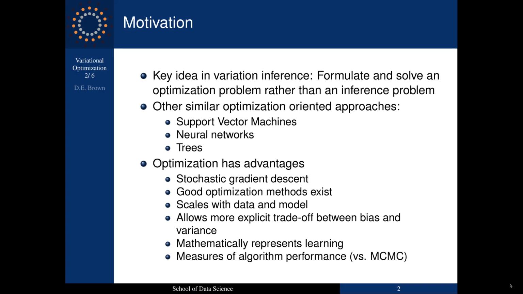We can also explicitly measure algorithm performance. We can look at how close we are to an optimal solution versus Markov chain Monte Carlo, where we really don't know. We have no way of guaranteeing that we've run our chains long enough. We just look visually at trace plots and attempt to get an assessment of whether or not convergence has occurred.